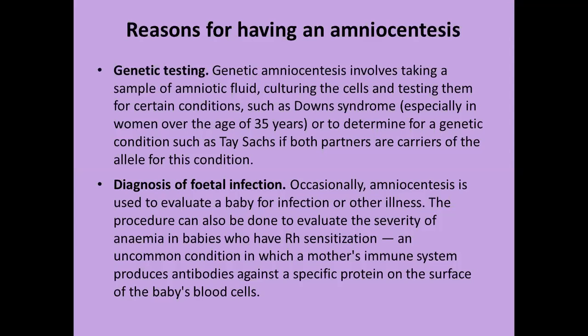Or they can be tested in other ways, and this wouldn't be seen on a karyotype, but they can be used to determine something like a genetic condition such as Tay-Sachs. So if both partners of the couple are carriers of Tay-Sachs, but because it's a recessive gene, don't show that they have Tay-Sachs, but they know that they are both carriers, then there's a 25% chance that any child that they have would have Tay-Sachs.